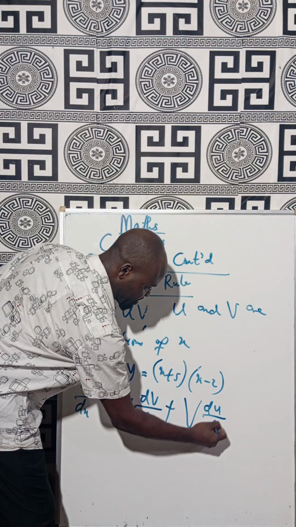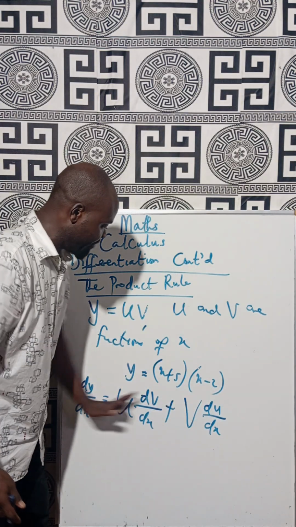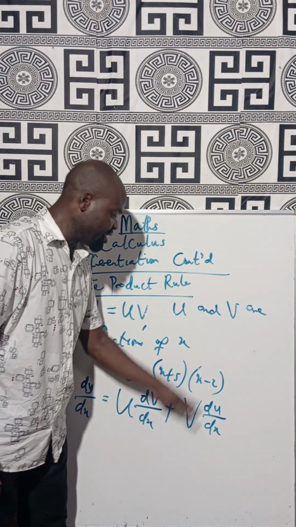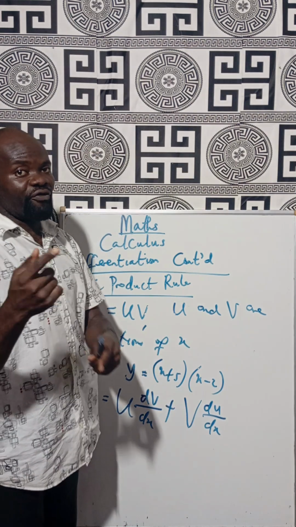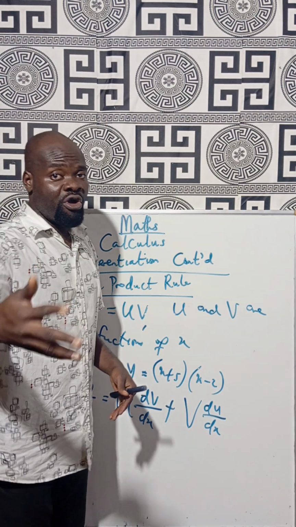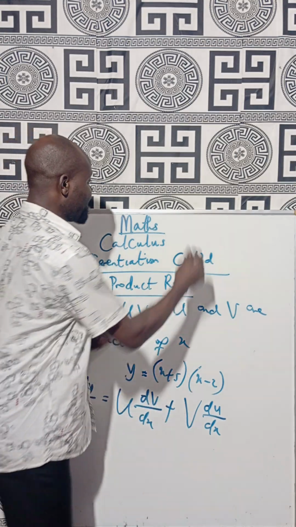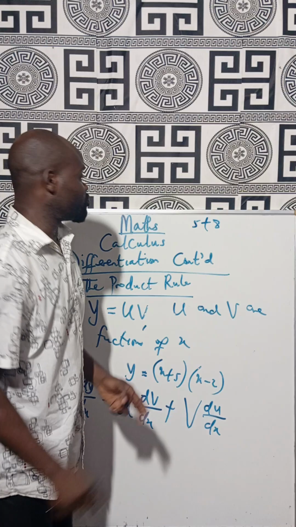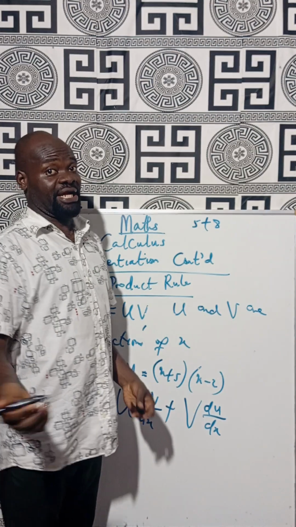The same thing with respect to x. This is the formula for the product rule: u dv/dx plus v du/dx. Now listen, don't forget the commutative law of addition. If you write 5 plus 8, it is the same thing as swapping it to 8 plus 5. Don't forget that. You understand me now?